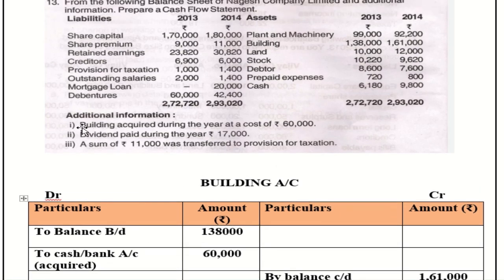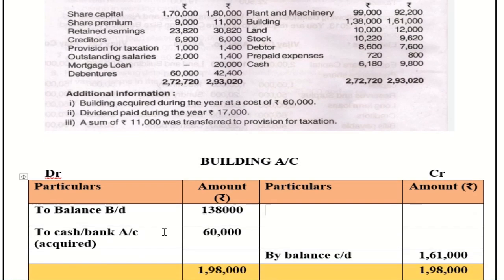Then during the year the building was purchased. So building account debit to cash account. What is the value? 60,000 rupees. That is acquired or purchases. Now just make the total. You will get 1,98,000 and 1,98,000.